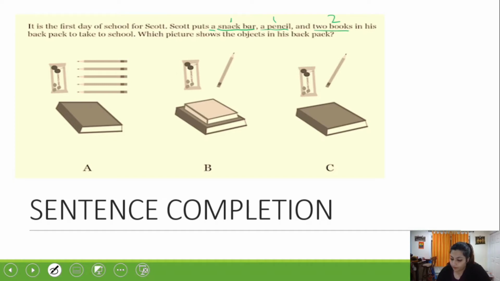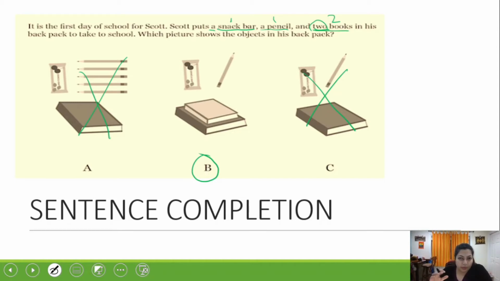So over here, this will be gone. Kids might get confused between these two, but since we are doing two books, we will be considering this. Over here, it's one book, so this one will be eliminated. So it's auditory: checking the list and then going with the pictures.